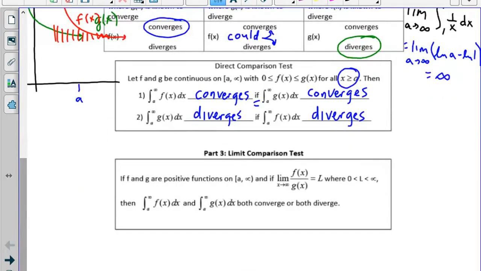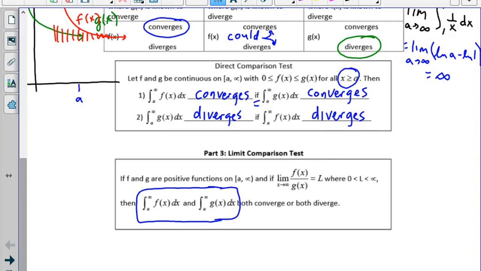Also, we have what's called the limit comparison test. The limit comparison test is if f and g are positive functions on a to infinity, and if the limit of the ratio of both functions as x goes to infinity goes to some value L, where L is a number between 0 and infinity, then both of these functions either converge or they both diverge. We know that both of them do the same thing.